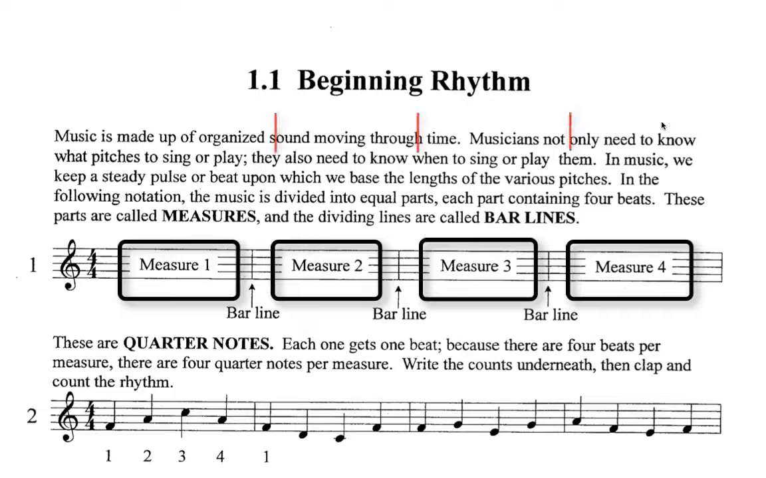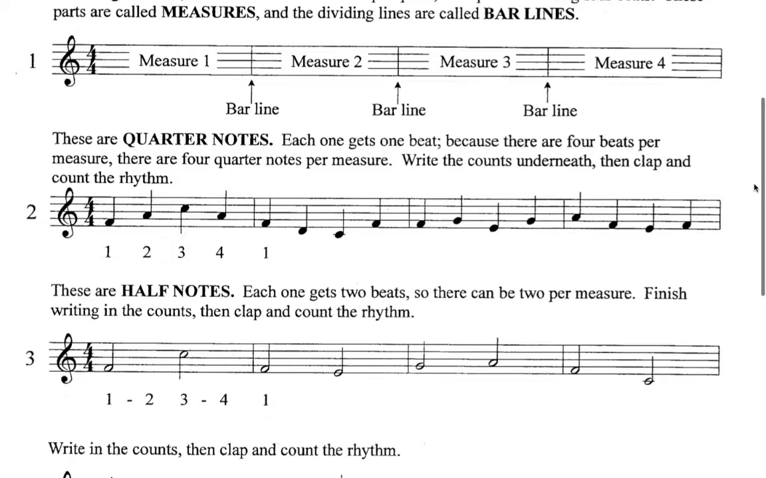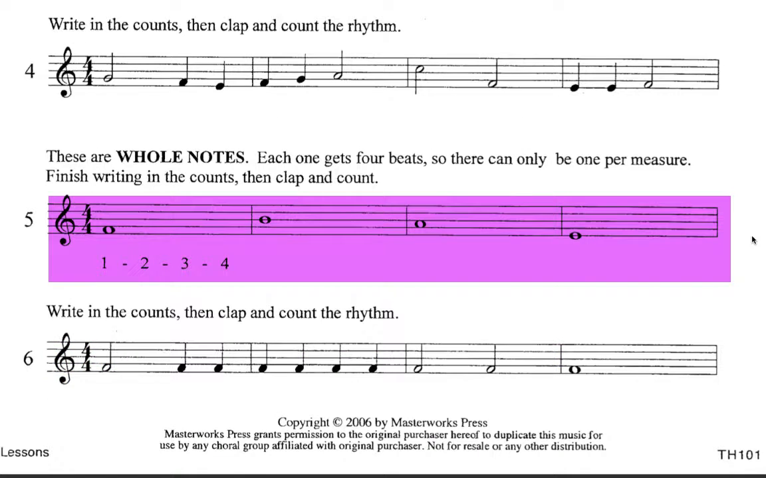These parts are called measures, and the dividing lines are called bar lines. These are quarter notes. Each one gets 1 beat. Because there are 4 beats per measure, there are 4 quarter notes per measure. These are half notes. Each one gets 2 beats, so there can be 2 per measure. These are whole notes. Each one gets 4 beats, so there can only be 1 per measure in 4/4.